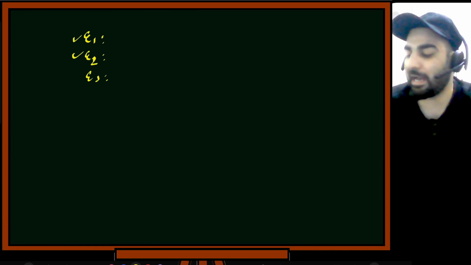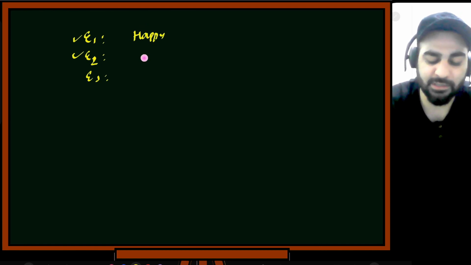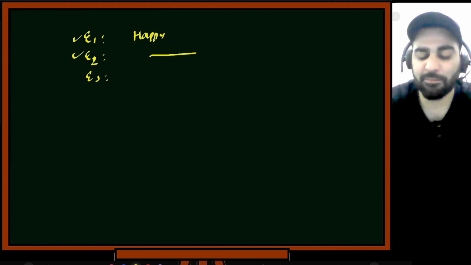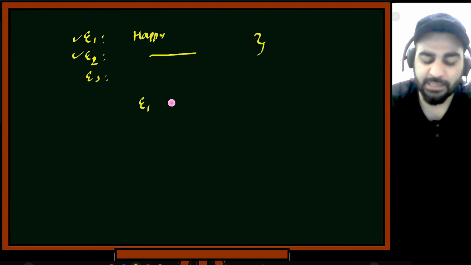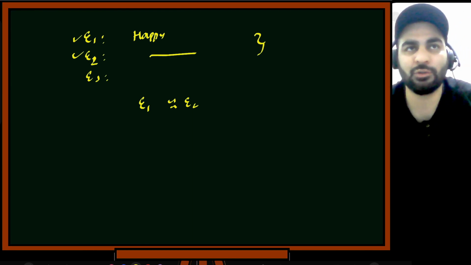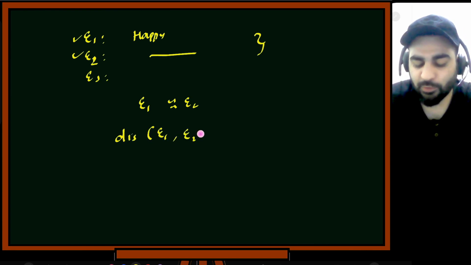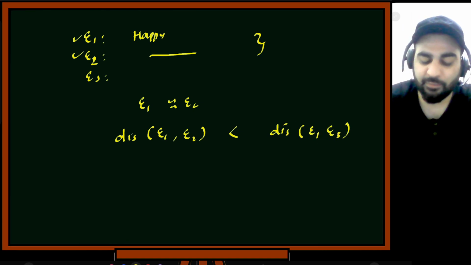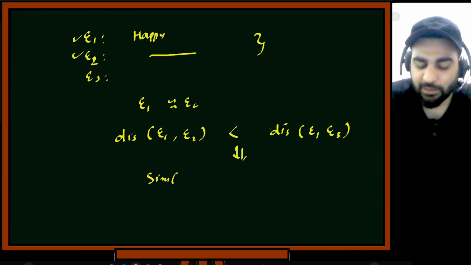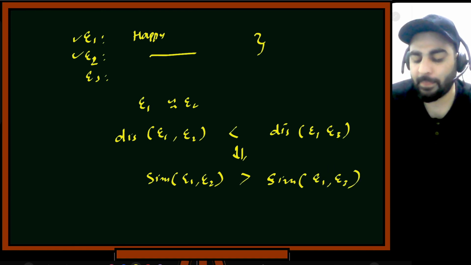Let's suppose I have my birthday and I receive a lot of emails on my birthday. Somebody says happy birthday to you, somebody says congratulations on this and that. Maybe these emails are similar. Let's suppose E1 is somewhat similar to E2, and E3 is some other email. So how do I want my embedding to be? I want the distance between E1 and E2 to be less than the distance between E1 and E3. Why is that? Because the similarity of E1 and E2 is more than the similarity between E1 and E3.